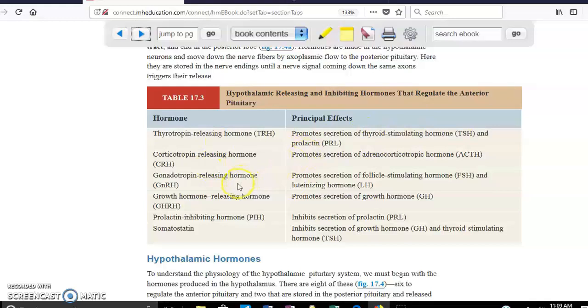What else? Gonadotropin releasing hormone, GnRH, is released from the hypothalamus in order to stimulate the release of FSH and LH. GHRH, growth hormone releasing hormone, obviously is going to promote the release of growth hormone. Prolactin inhibiting hormone, PIH, is going to inhibit the release of prolactin by the pituitary. And somatostatin, released by the hypothalamus, is going to inhibit the release of growth hormone as well as TSH by the pituitary.